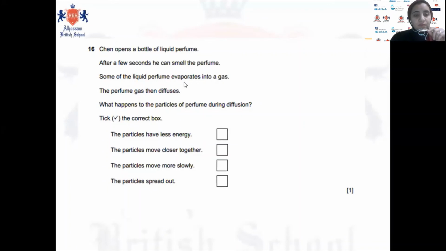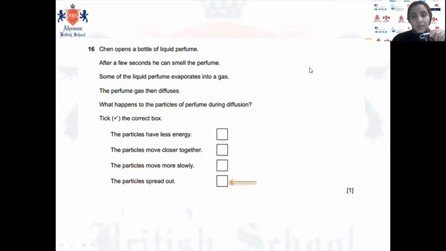Okay, so Chen opens a bottle of liquid perfume. After a few seconds, he can smell the perfume. Some of the liquid perfume evaporates into a gas. The gas then diffuses. What happens to the particles of perfume during diffusion? The particles spread out. Excellent, Faris.